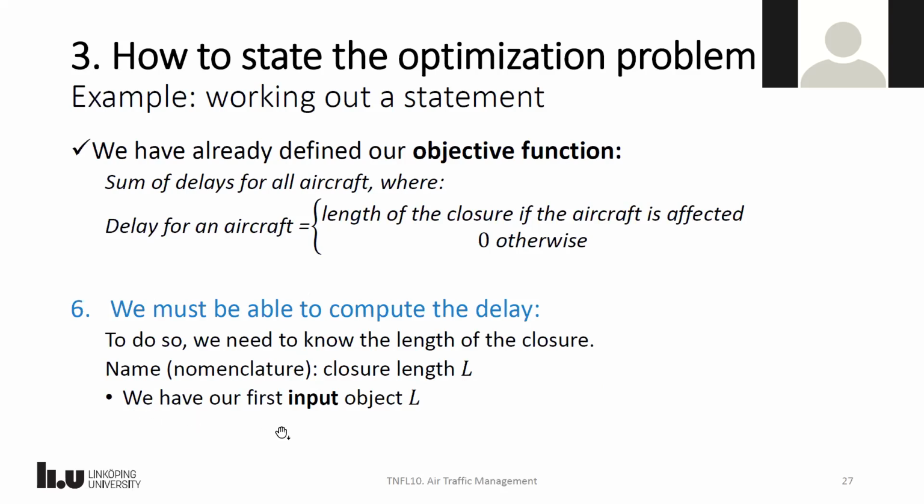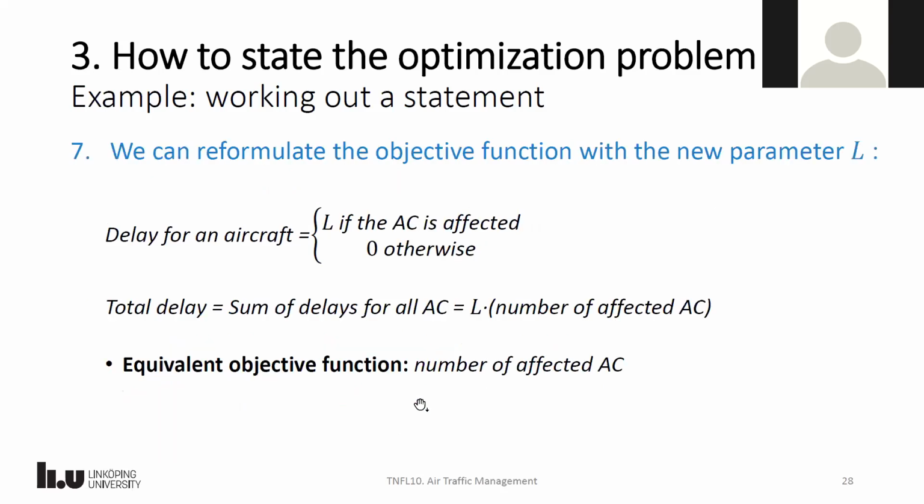And we have our first input object, which is L, a number that represents the length of the closure. We don't have to name it. You don't have to put this L over here. But if you find that it's beneficial for you to name it because the problem is more clear, or because you're going to use it for the objective function or whatever, then you name it. In this case, we have come up with a name for it, L, and we put it in our input.